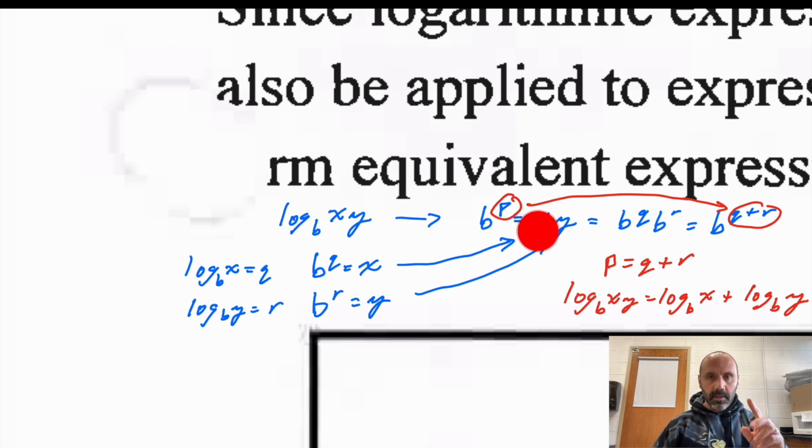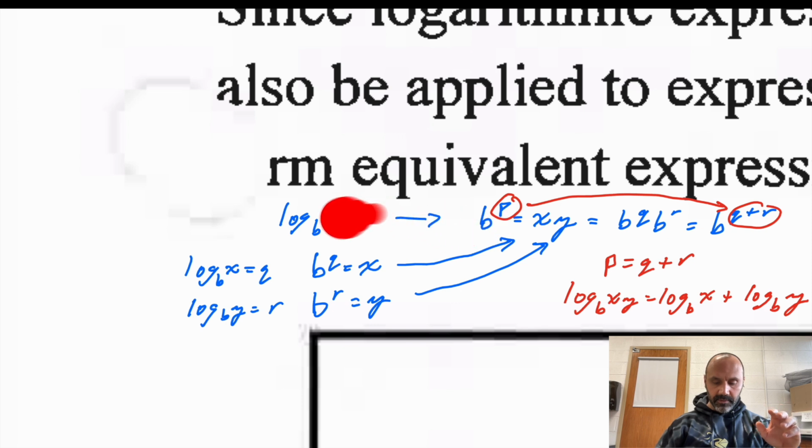Now, I want to come up with a different expression. b to the q power equals x. You'll see why I'm doing this in a minute. So log base b of x is q. So q is the exponent of b that gives me x. And then log base b of y equals r, so b to the r power is y. Again, the exponential version of the original is b to the p power equals xy. Well, x can be written as b to the q, and y can be written as b to the r.